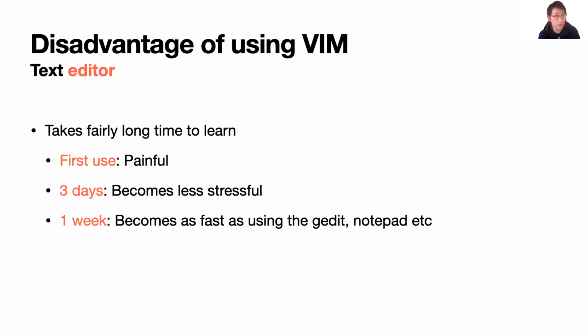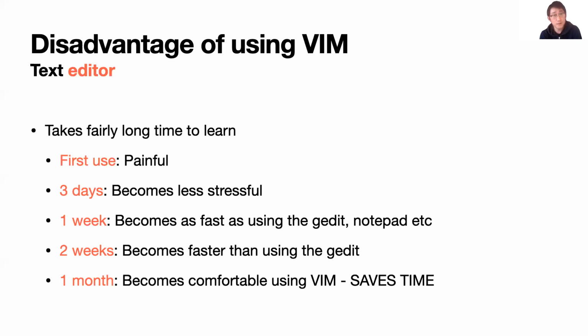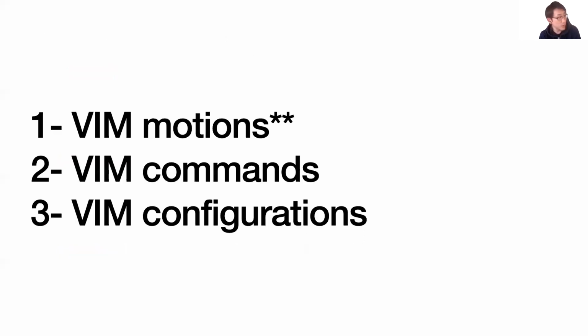And in a week, it becomes as fast as using normal editors like gedit or Notepad or any other simple text editors. In 2 weeks, you become a little bit faster than using gedit because you can move around much more quickly. And if you keep giving effort to it for a month, I'm sure that it will save time eventually. So that's our target. I hope you can get to a point a little bit faster than using gedit. So yeah, 3 components: Vim motions, Vim commands, and Vim configurations.